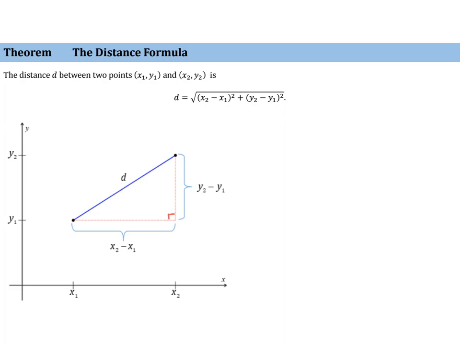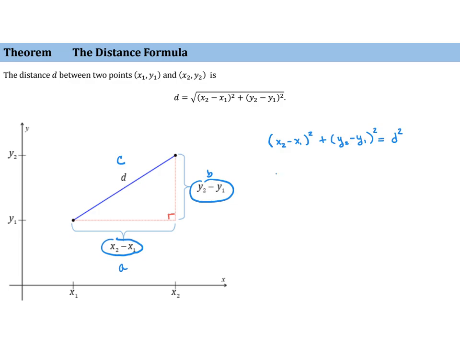So what we're going to do is use the Pythagorean theorem. So we know that it will be x sub 2 minus x sub 1 squared, that's this length, plus the square of this length, and that will equal the square of the hypotenuse, right? It's like if this were a, and this were b, and this were c, we would have a squared plus b squared equals c squared.